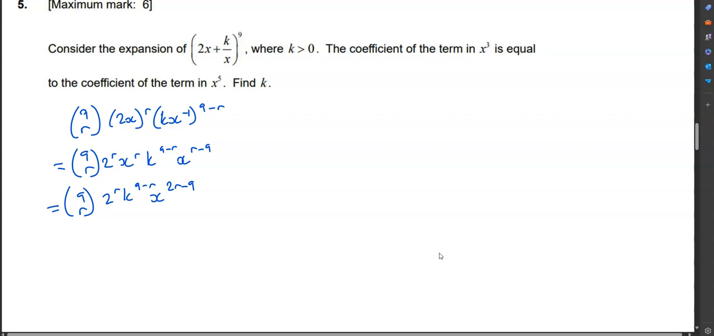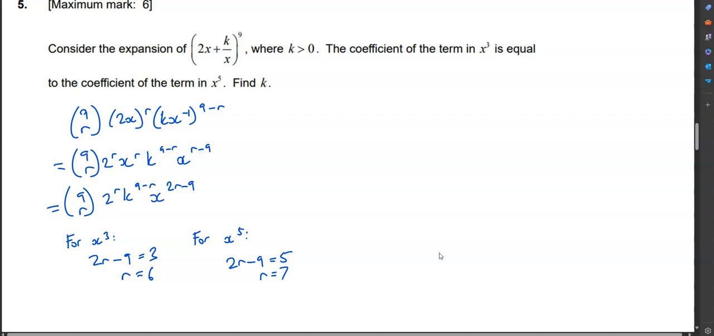Now we want the coefficient of x cubed. So for x cubed, we know 2r minus 9 equals 3, r equals 6. And let's work out the other one as well. For x to the power of 5, we have 2r minus 9 equals 5, plus 9 is 14, r equals 7.